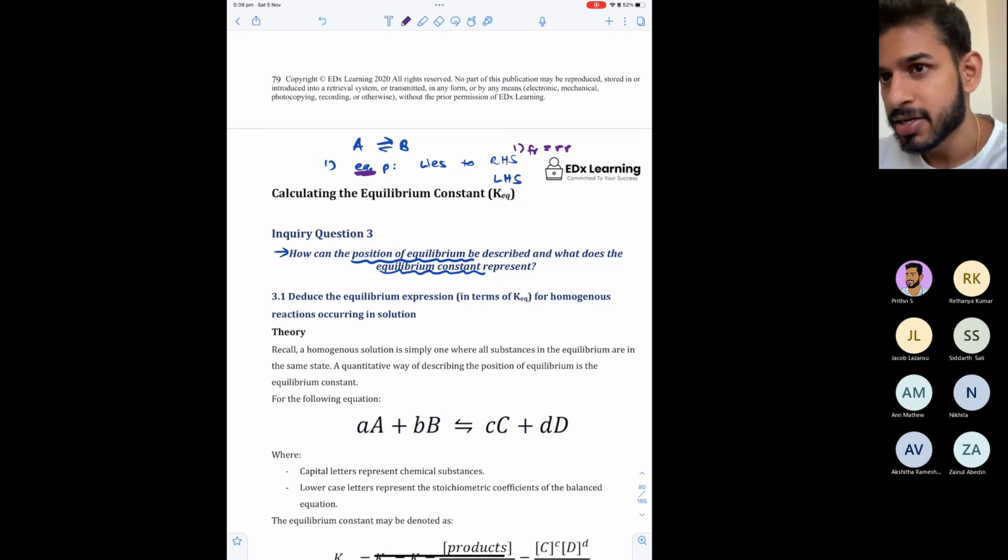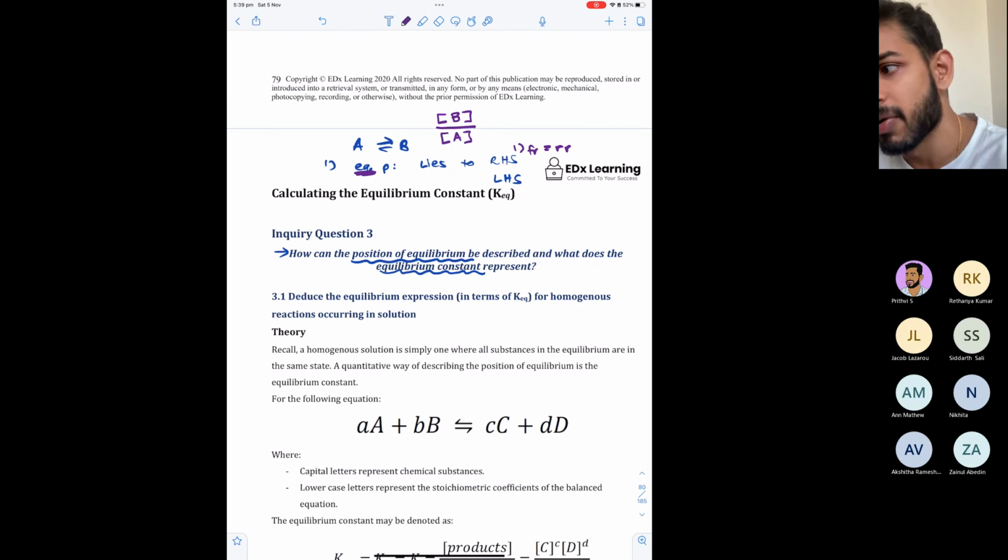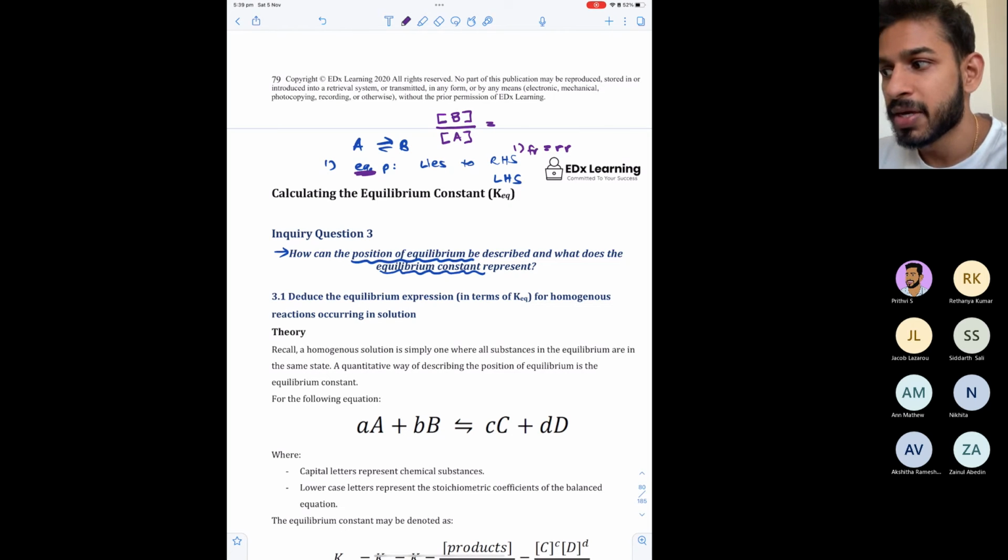But since it lies to the right, what it means is if I got the concentration of the product, which is on the right-hand side, and I divided it by the concentration of the reactant, which is on the left-hand side, if the equilibrium position lies to the right, this will be a very high value, aka there's much more product present and much less reactant present.